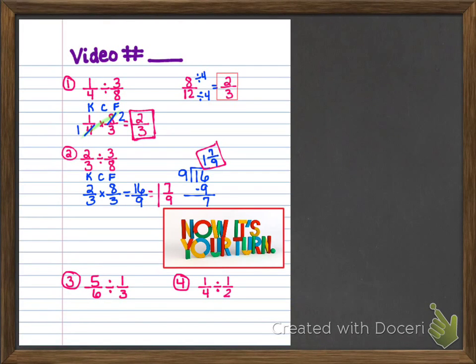All right, guys, you know this symbol. Now it's your turn to try. So what you're going to do is go ahead and do questions 3 and 4 that I have listed on here. You're going to do them on your own, and we're going to check them tomorrow in class together.